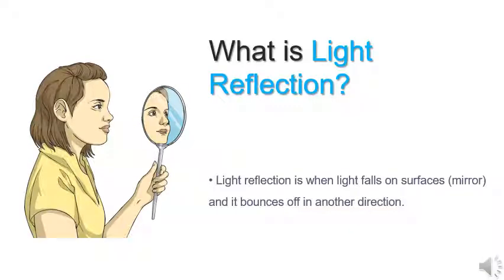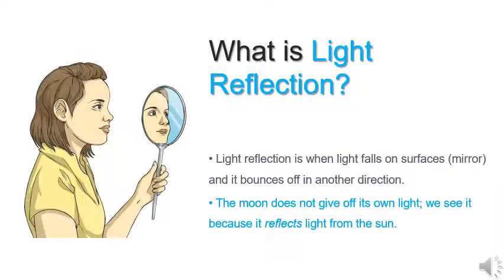What happens when something like a mirror or a shiny surface or a piece of smooth, shiny metal gets in the way of light? Well, light is going to reflect, meaning it's going to bounce off that surface and change its direction. One of the many misconceptions about light and reflection is that the moon gives off its own light. In reality, it really doesn't. We see it because it reflects light from the sun.